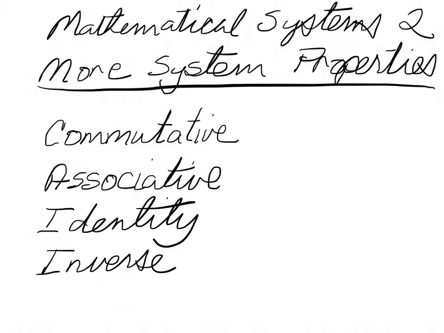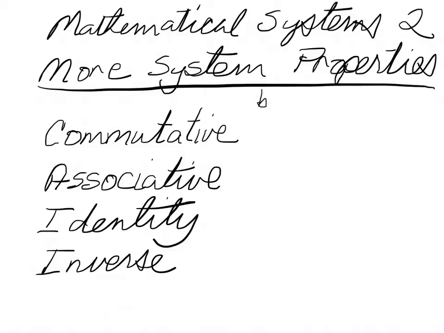So we're going to use some real number examples as we go through this, but we're also going to use the light switch example. We're going to use some examples like that in order to investigate each one of these four properties. So let's start with the commutative property.